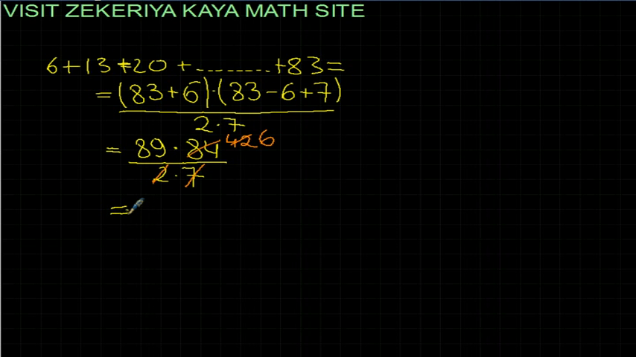89 times 6 will be there. We simplified 84, we found 6 instead of 84. So the result will be 534, if you did the calculation well. I think everybody understood how this rule works. I think we don't need a second one.